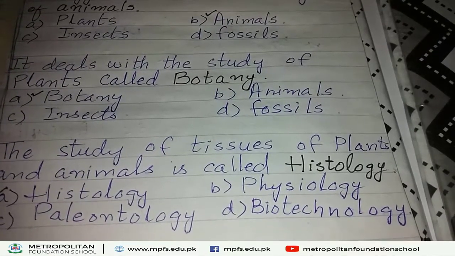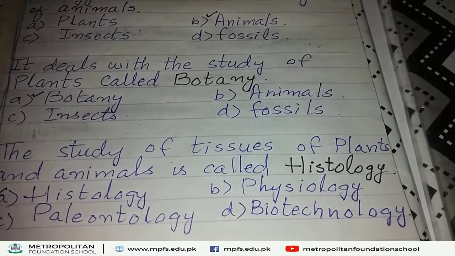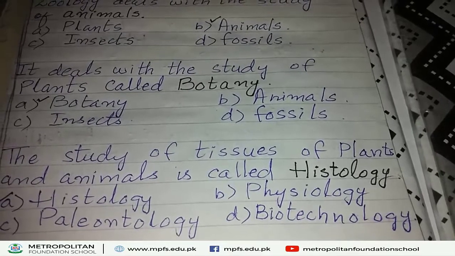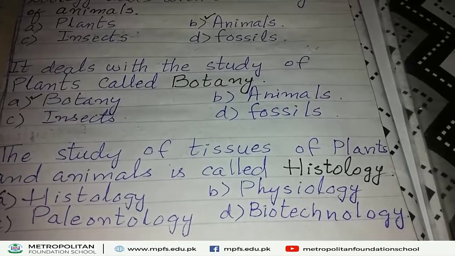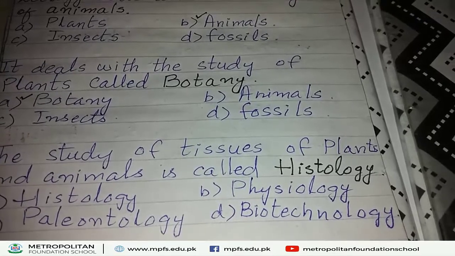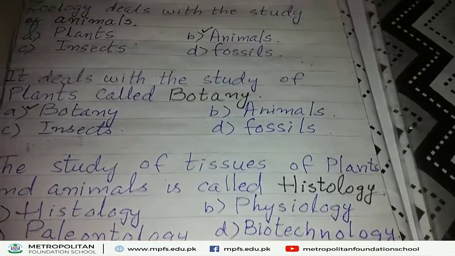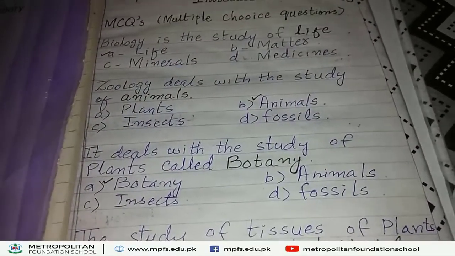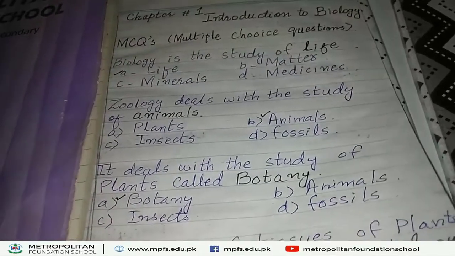Histology is a Greek word and histos means tissues. So, in the branch histology, we study about different tissues of plants and animals. So students, I hope you understand that the branch of biology in which we study about tissues of plants and animals is called histology. Now, we turn to the next page.